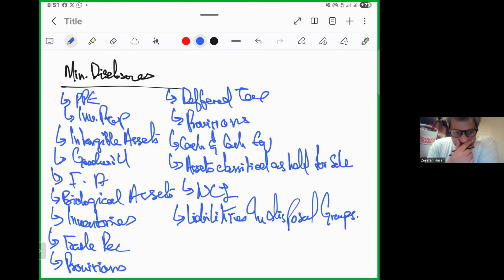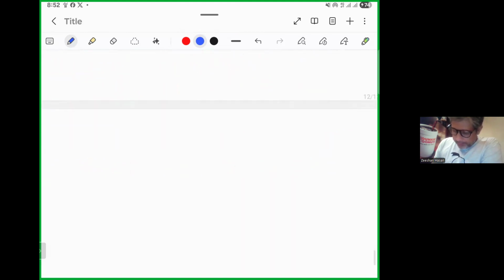So all items of income and expenses recognized in a period must be presented in a single statement of profit or loss, or in two statements: a statement of line items of profit or loss, and a second statement beginning with the profit or loss and displaying items of OCI. Okay, so yeah, presentation now.